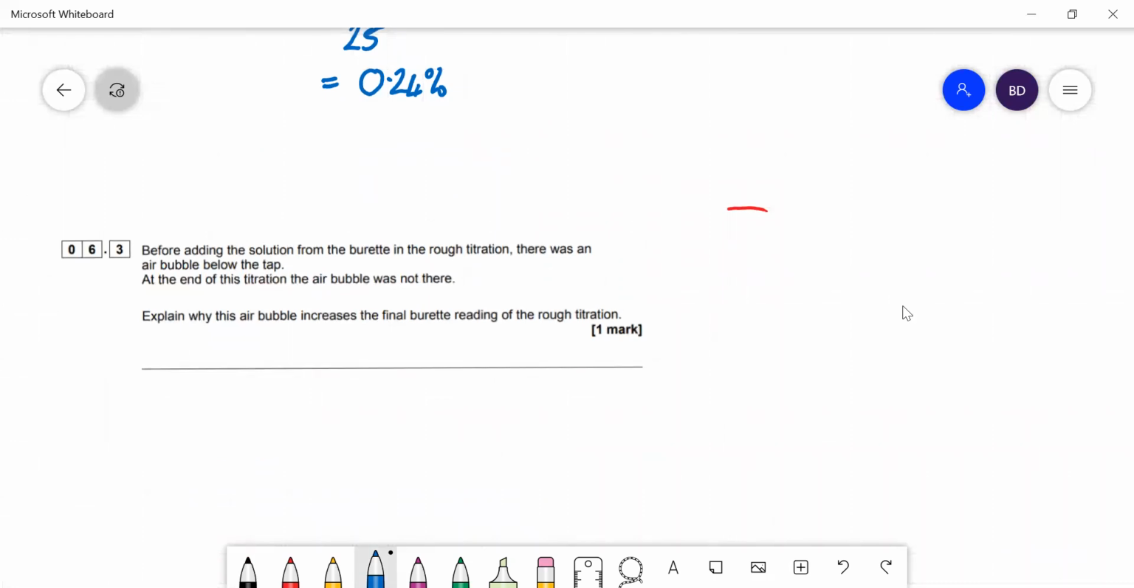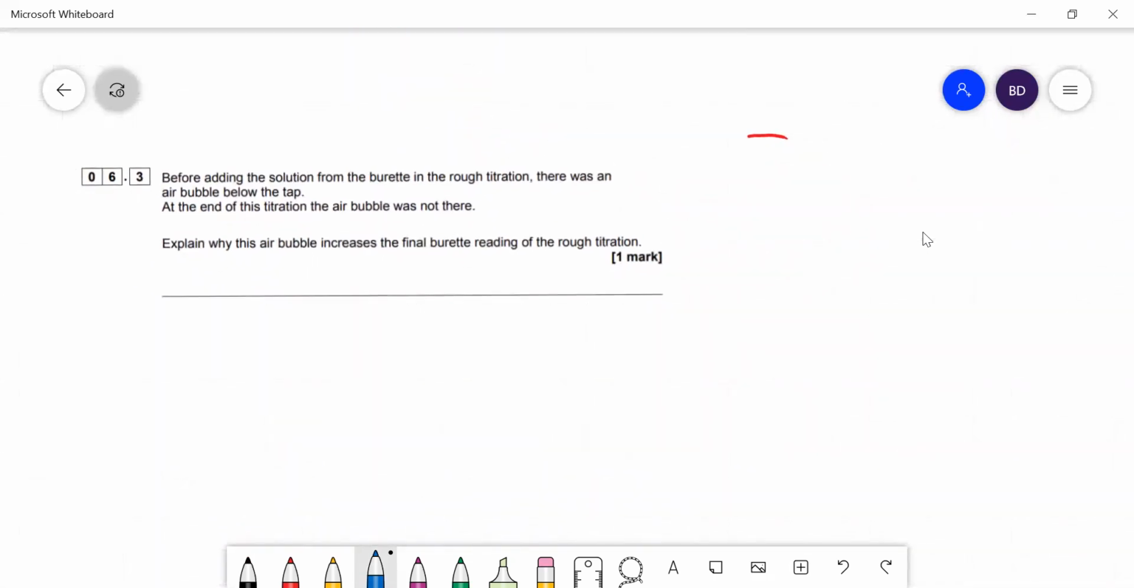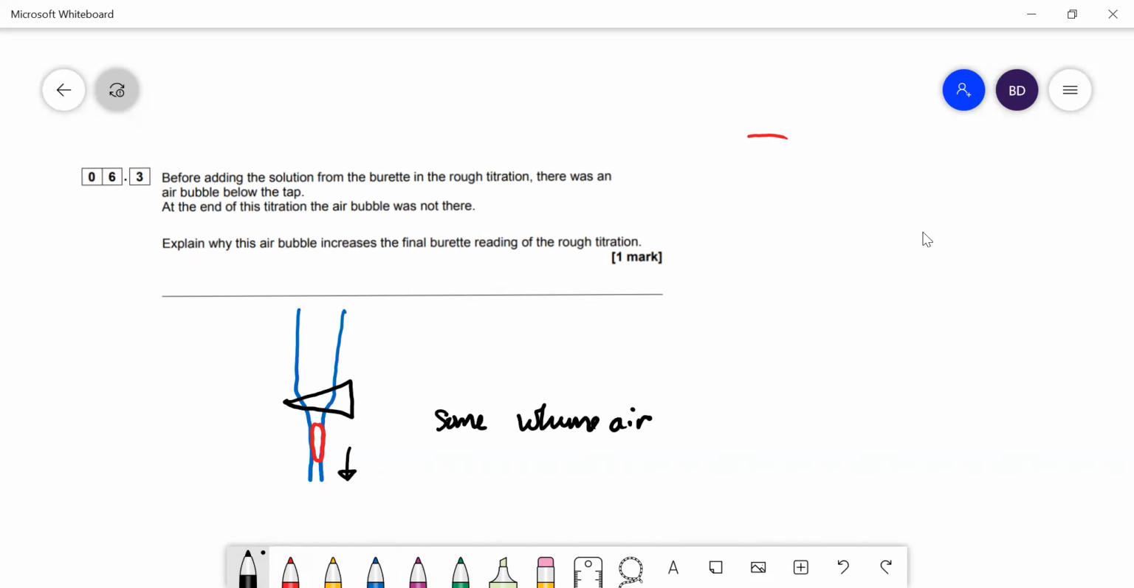Right, 6.3. Before adding the solution from the burette in the rough titration, there was an air bubble. At the end of the titration, the air bubble was not there. So let's just draw that. If you've got your burette, and let's say we've got an air bubble there. Here's the tap. When you let that liquid come through, the volume is not all liquid, some of it is air. So some of the titer is air. Obviously that's not going to react with the alkali, so you're going to have to add a little bit more acid. Well, you think you're adding more acid, of course you're not, but you're adding more volume of stuff, because you measure out some air.